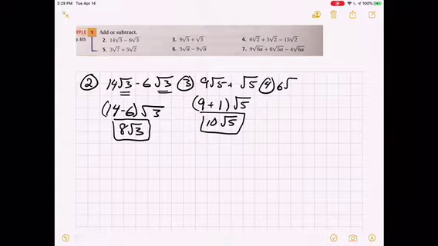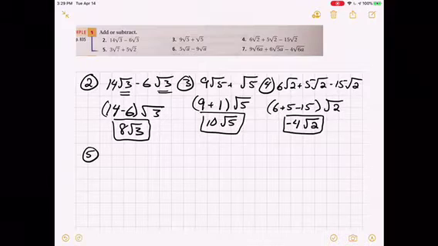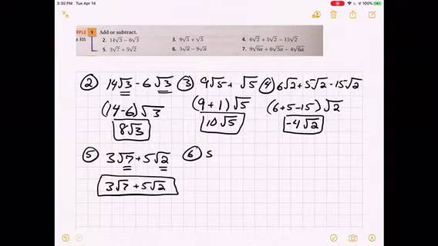Moving on to number 4, we had 6 times the square root of 2 plus 5 times the square root of 2 minus 15 times the square root of 2. There's 3 of them, but they're all square roots of 2. So 6 plus 5 minus 15 square roots of 2. And that works out to negative 4 square roots of 2. And so number 5, we've got 3 times the square root of 7 plus 5 times the square root of 2. Those are not like radicals, so we cannot add them. So the answer is 3 times the square root of 7 plus 5 times the square root of 2.